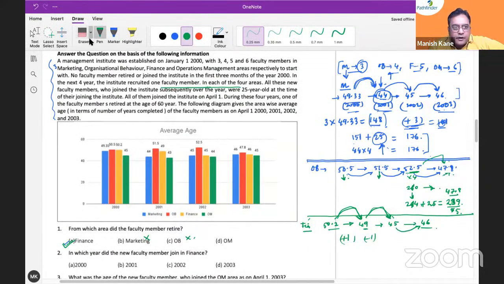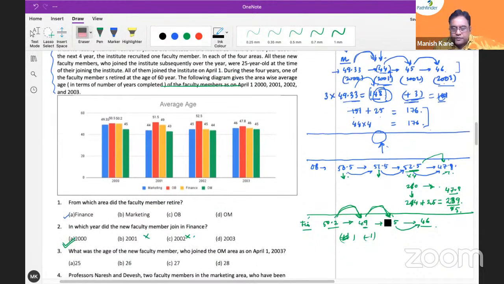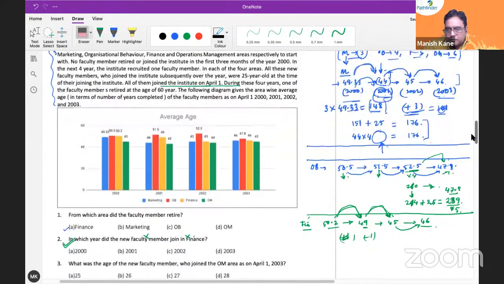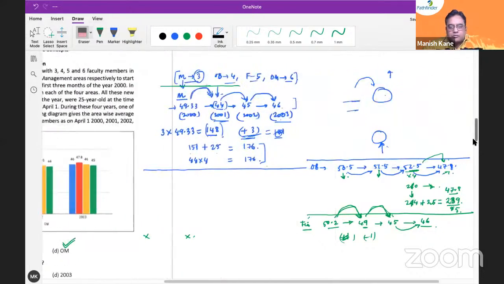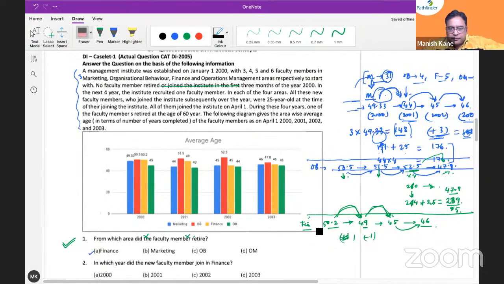So what should I do? I should first rub this out. Okay, it's not getting erased. Just a moment.